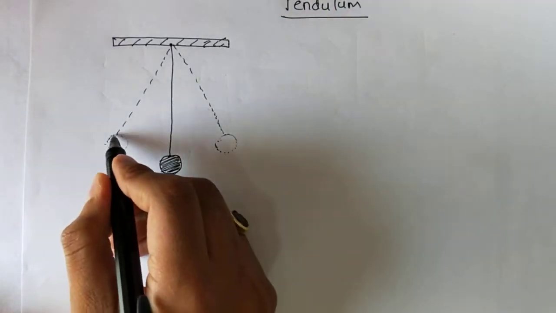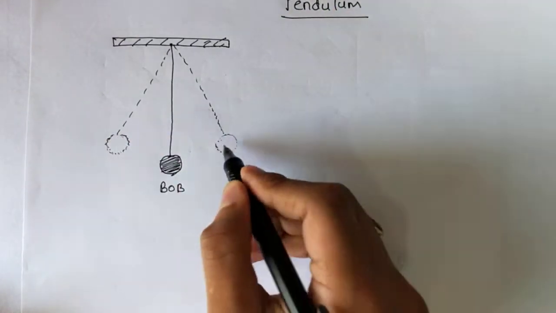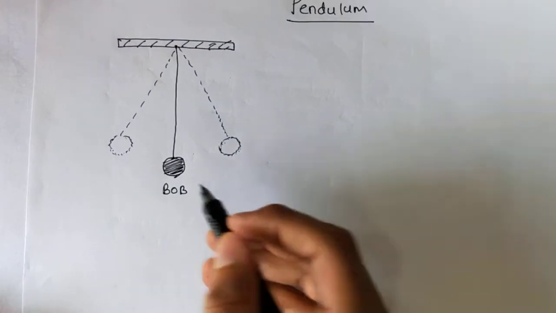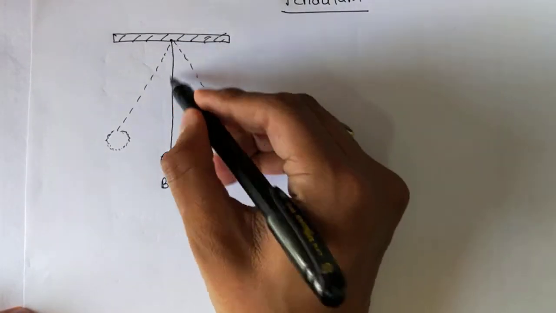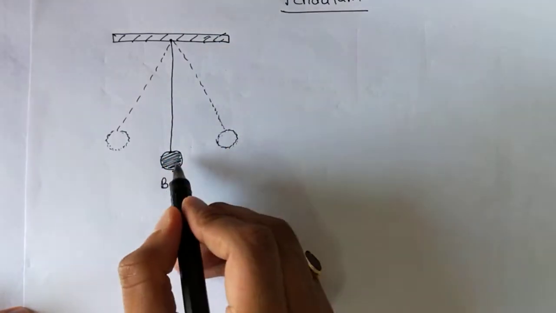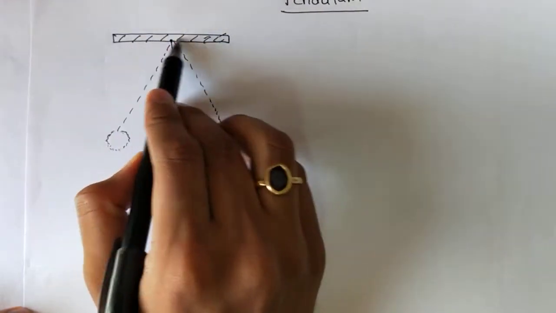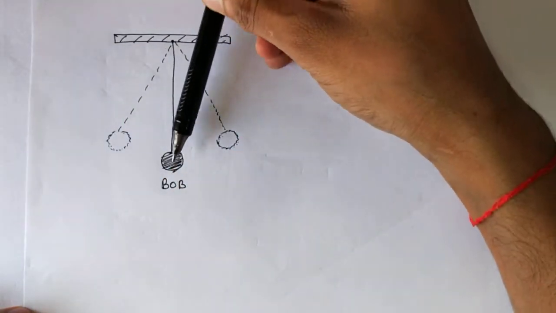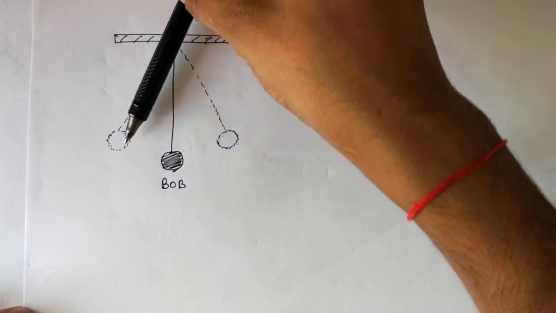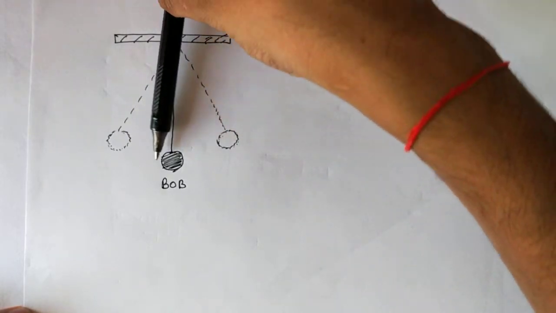So let's say this is the swing of the bob on either side. See, this is the string, this is the bob, this is the rigid support, and this is the extent of the swing. It swings till here, and then on this side it swings till here. So it goes on like this.